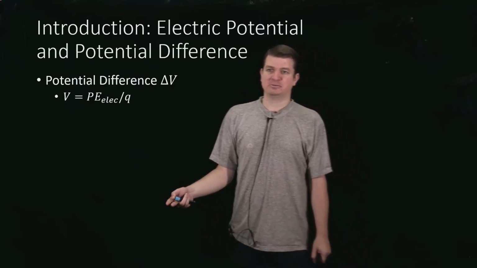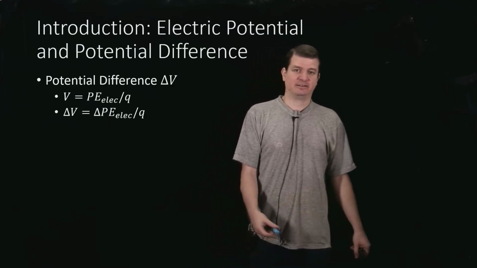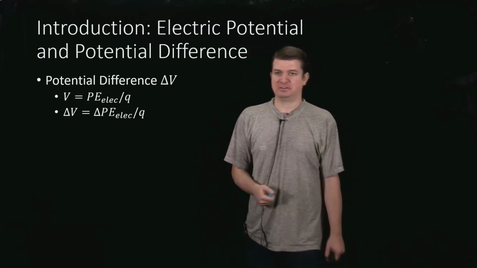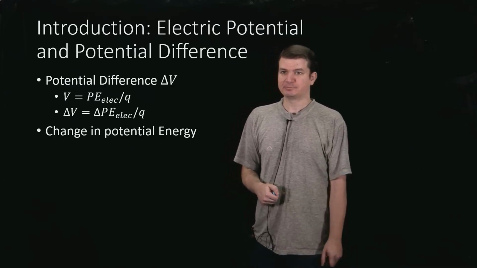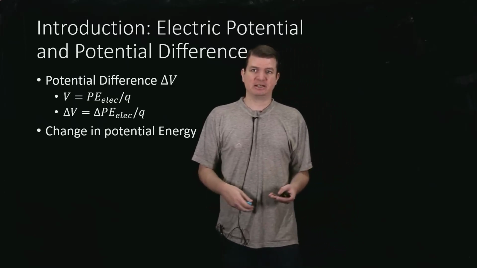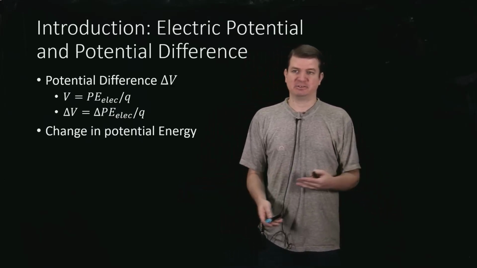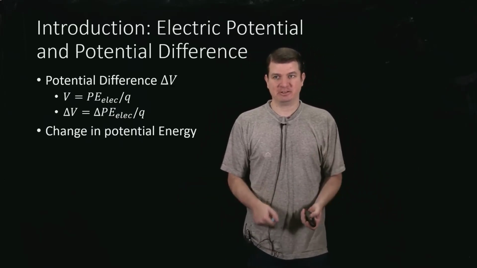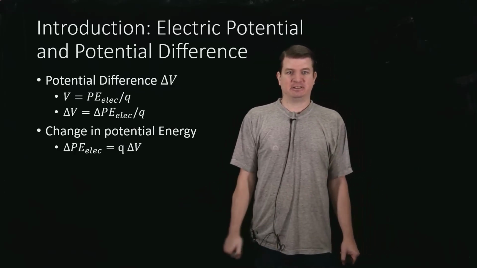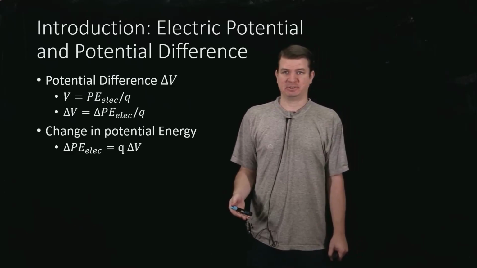So our potential was just the potential energy divided by Q. So not surprisingly, the change in potential, or the potential difference, is the change in potential energy divided by Q. Okay, which of course means that if we ever wanted to convert this back into discussing how the electron or whatever charge that's moving might speed up or slow down, we would need to put that back in terms of actual energy. So then we can write that the change in potential energy is just Q times delta V. It's just the test charge times this potential difference.